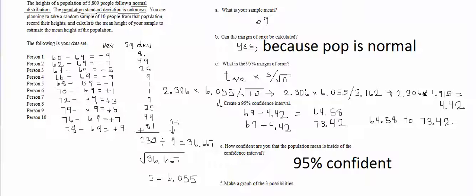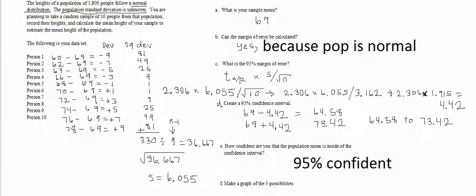Once you make up the 10 heights and fill them in, you have to calculate the mean of your sample. You'll do that by adding the 10 heights and dividing the total by 10, and that'll be your answer. In part B, you have to say whether the margin of error can be calculated. The rule is the same. Either the population has to be normal, or the sample size has to be at least 30. In this problem, the population is normal. The question is telling me that the population is normal, so the answer is automatically yes. The sample size actually doesn't matter.